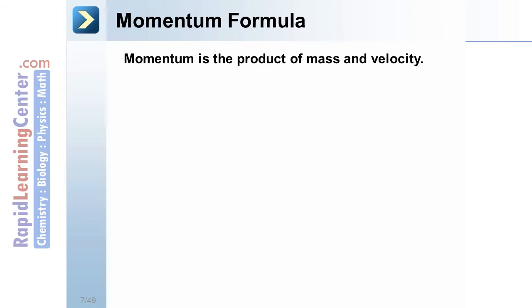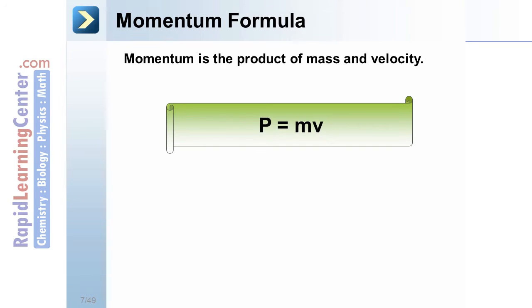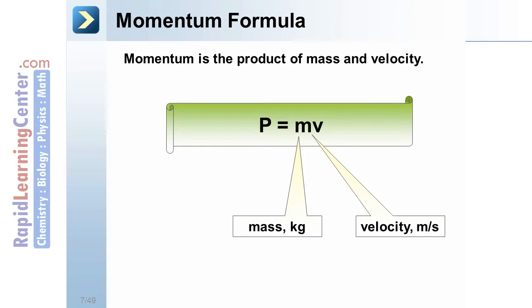Momentum formula. Momentum is a product of mass times velocity. Thus, momentum, p, equals m times v. V for velocity would be in meters per second. M for mass would be in kilograms. And momentum is the variable p, which, as we will see, is typically in kilogram meters per second.